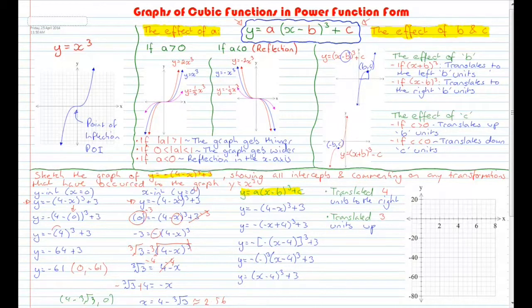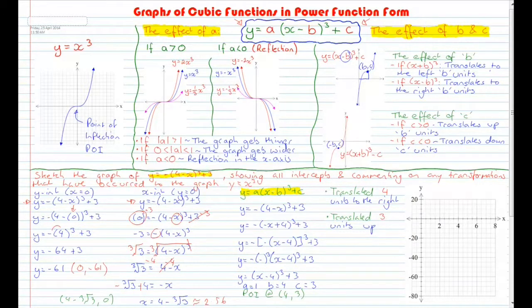So our a value is equal to 1, our b value is equal to 4, because it's the opposite of the negative, and our c value is equal to 3. So therefore my point of inflection is at 4, 3. So now what I'm going to do is go through and plot each one of these points.